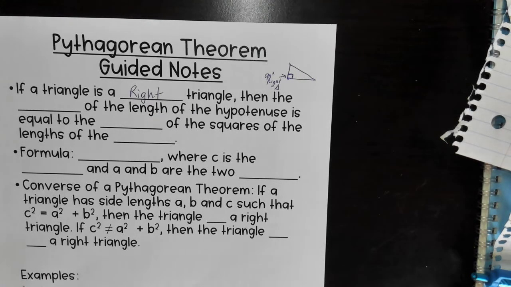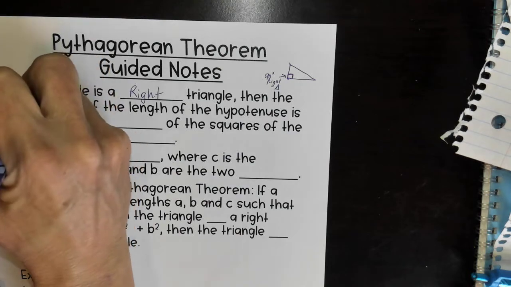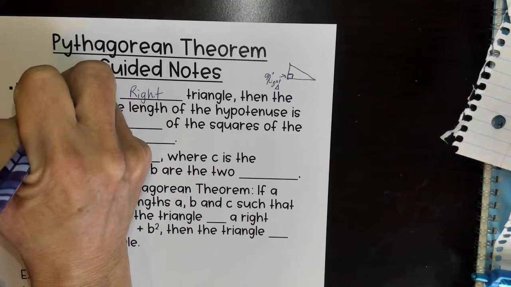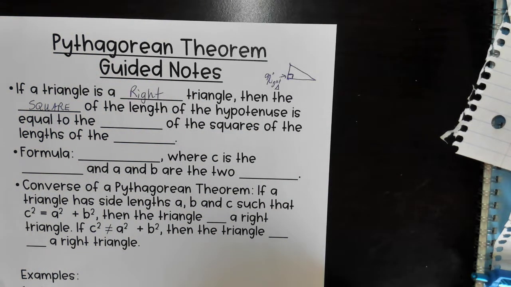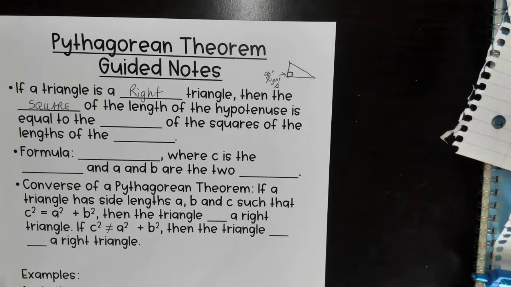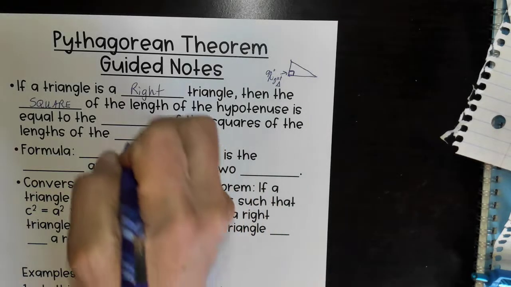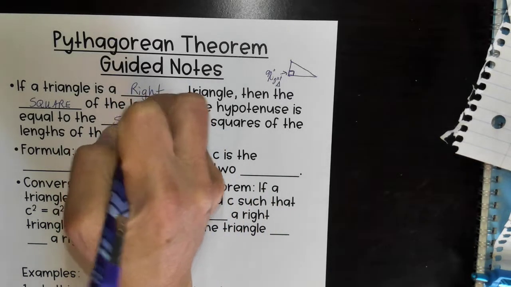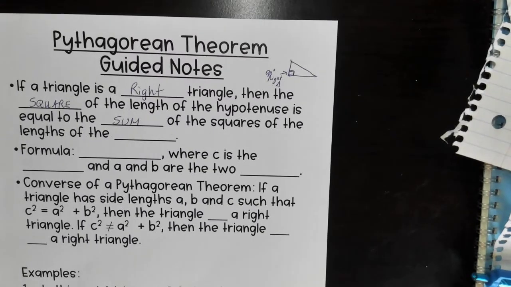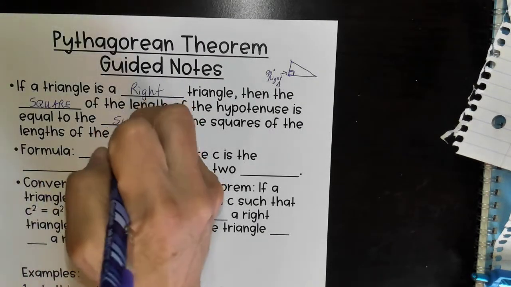So here's what the theorem says. If a triangle is a right triangle, then the square, remember to square something, we are going to raise it to the second power. Okay, so we're going to square the length of the hypotenuse, and that's going to be equal to the sum, so we're going to be adding, of the squares of the lengths of the legs.